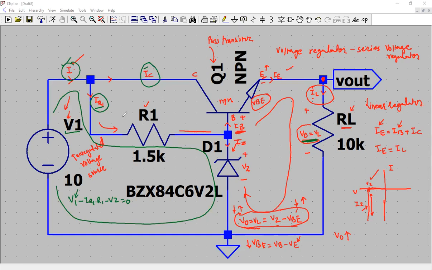So if IR1 goes through variation, IZ and IB are also going to vary. So when IB is varying, IE will be modulated, subsequently IL will be modulated, and the voltage drop across the load will be maintained constant. So this is an ideal situation. So that's all about your circuit analysis.